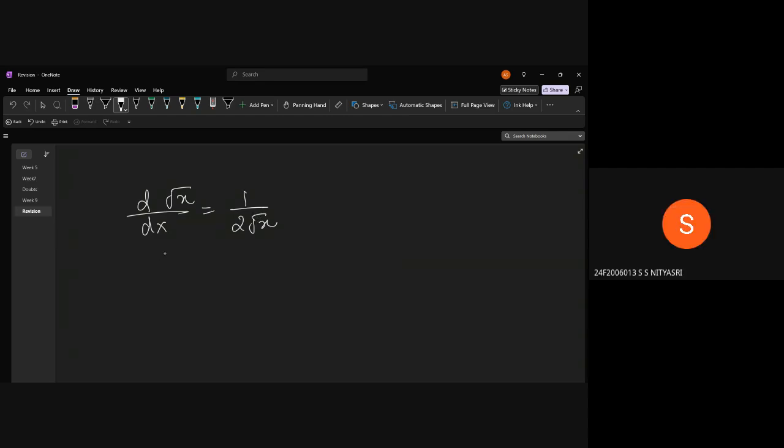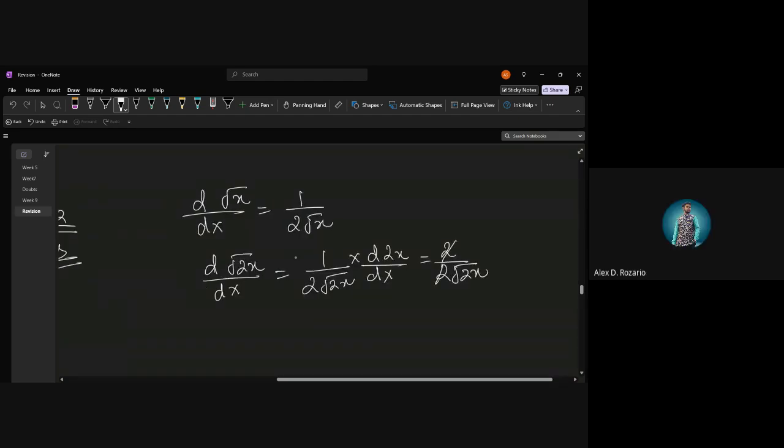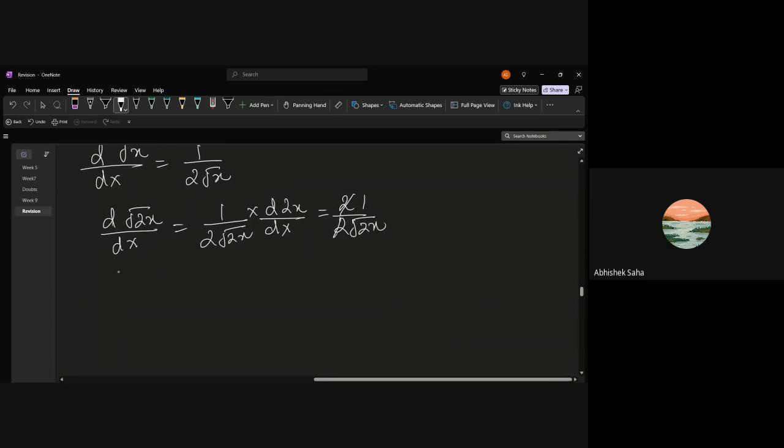Yes, sir. So if I write the differentiation of root under 2x, tell me. It is 1 by 2 root 2x into the differentiation of 2x, which is 2, so it equals 2 upon 2 root 2x. The 2s cancel out, giving 1 by root 2x. So now they are asking the differentiation of root under 9 minus x square.